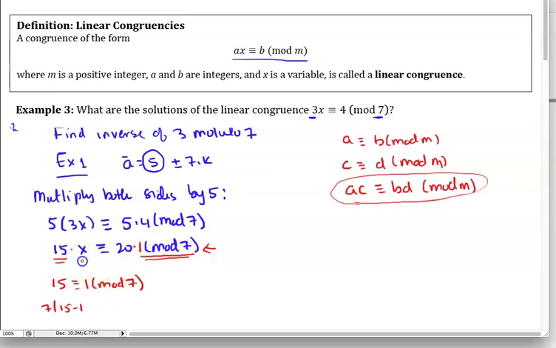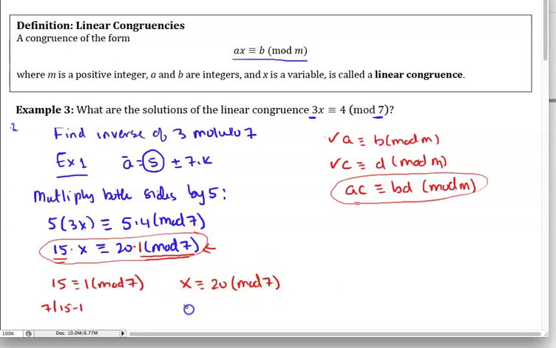So what remains, the other part now, is that x has to be congruent to 20 mod 7. When you put them together, you get this one. So we can split it up, and this helps us find x. What solves this linear congruency is all the x values for which this is true.